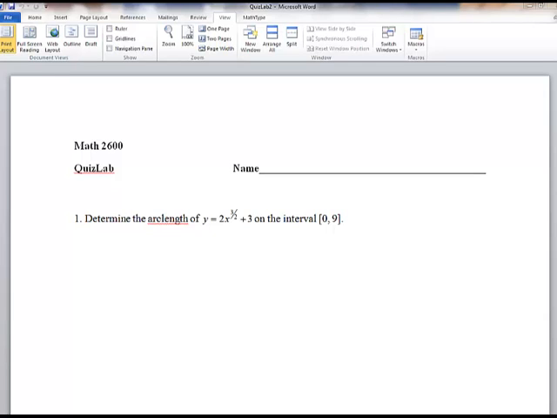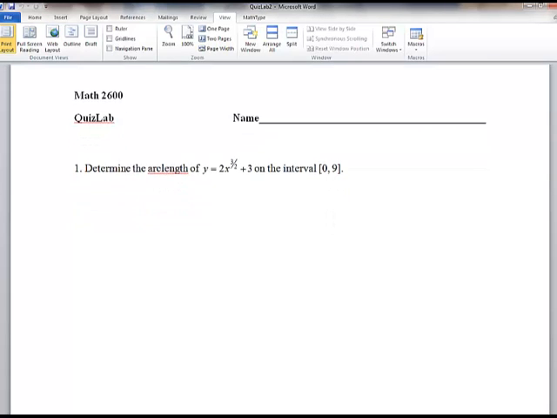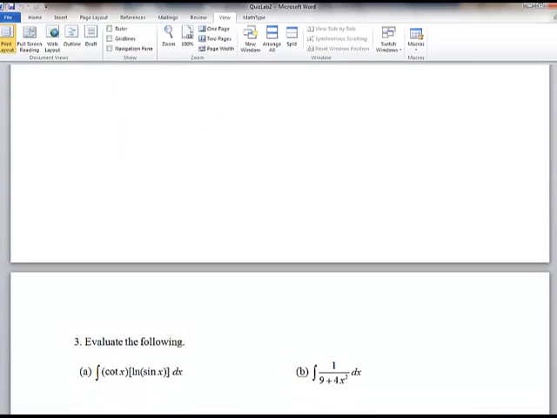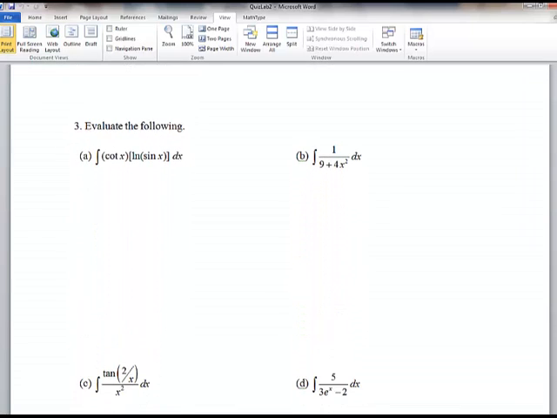Hey folks, thought we'd look at some solutions to the quiz lab that you did. I'm not going to go over number one or number two in the screencast. That's something that we can do in class. So I thought we would take a look at some of them that are cruising around here in number three. So let's start with three.